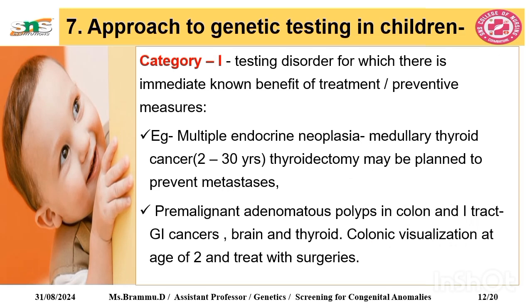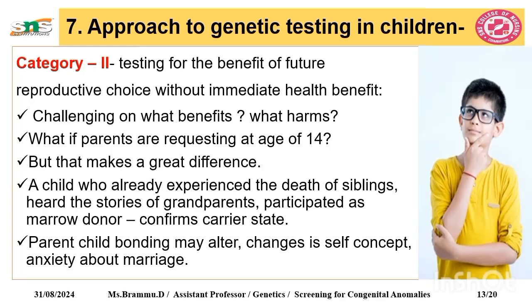So the first category of clients would be like the testing will be aiding them to find out what is the benefit of the treatment. Like for example, multiple endocrine neoplasia, mainly pre-malignant adenomatous polyps in the colon or in the GI tract, or either in the brain and thyroid. So colonic visualization at the age of 2, and they can be easily treated with surgeries.